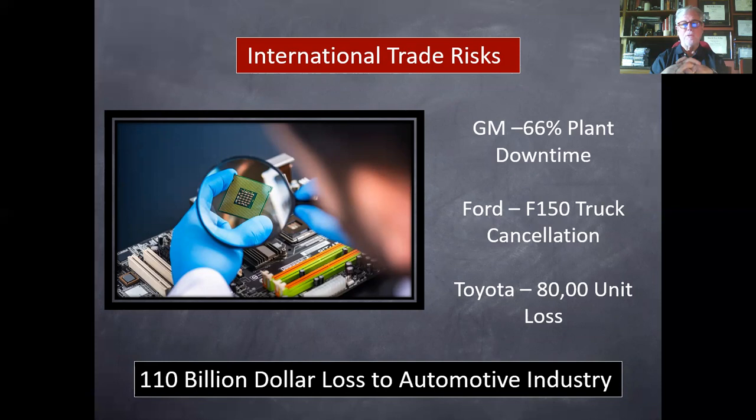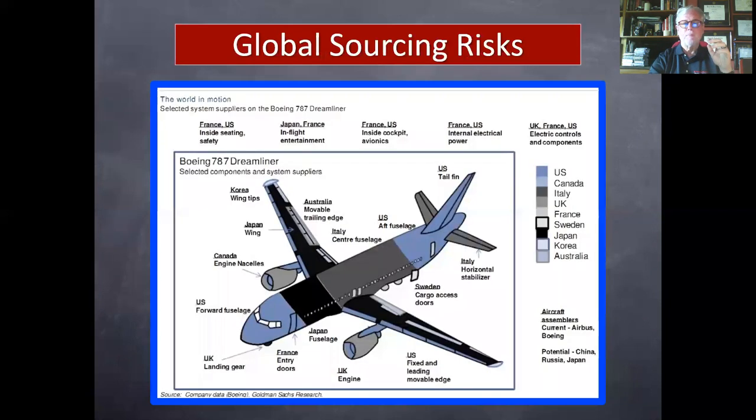Now, this slide's a little bit different than the earlier one, but already year to date, there's a $110 billion loss to the automotive industry as a result of not having chips. Now just imagine building an airplane such as the 737, where parts of a different nature come from all over the world. You can imagine how disrupted the supply chain would be.